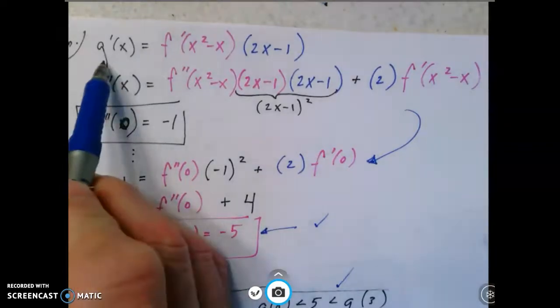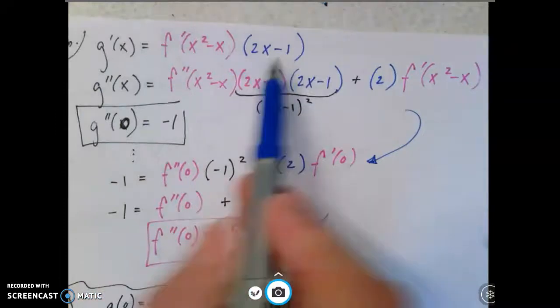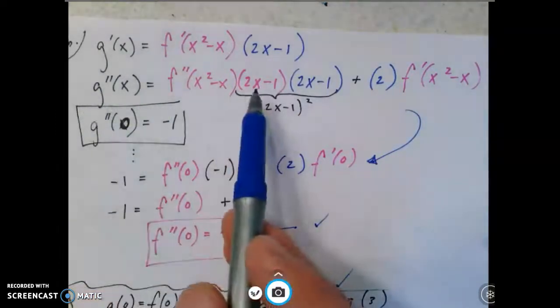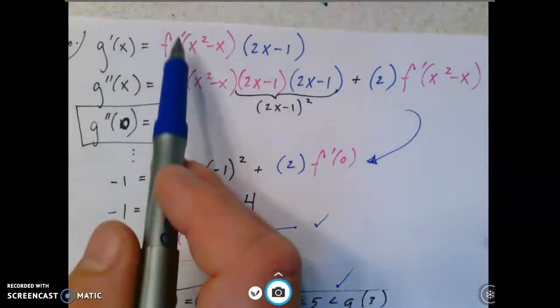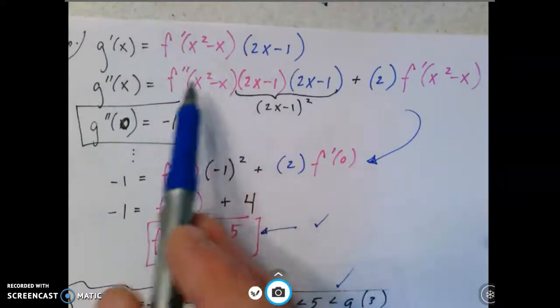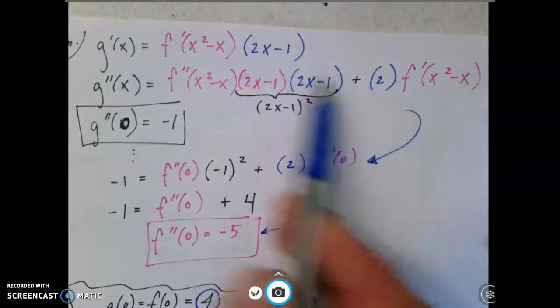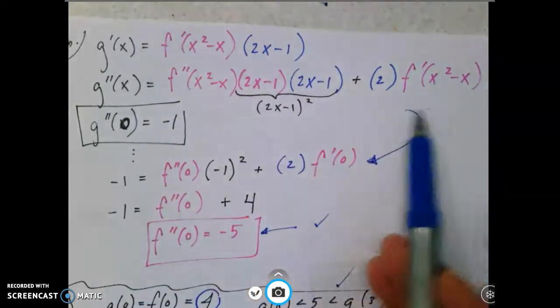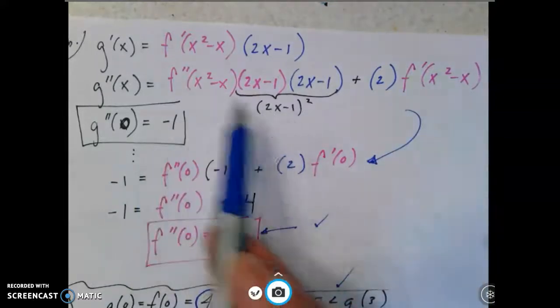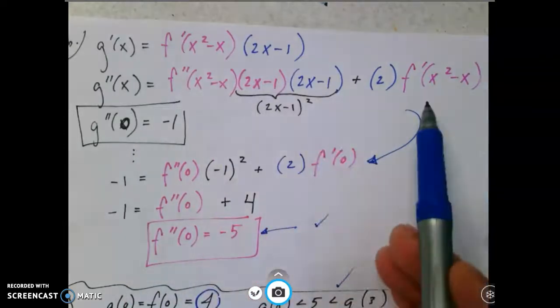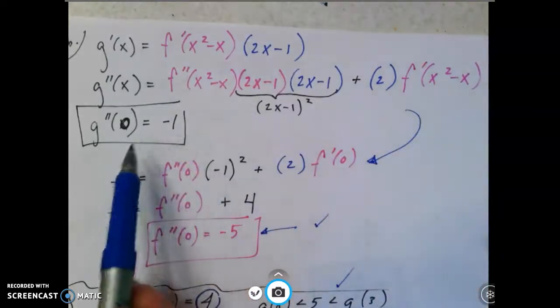We have the derivative of g. I gave you pink and blue here. We want the second derivative, needing the product rule and the chain rule. So the second derivative of f prime of x squared is f double prime of x squared minus x times the quantity 2x minus 1, so on and so forth. I'm going to leave this to you to look at, okay? We got the pink and the blue being the first and second term, and once we get to this point, we evaluate it at 0.